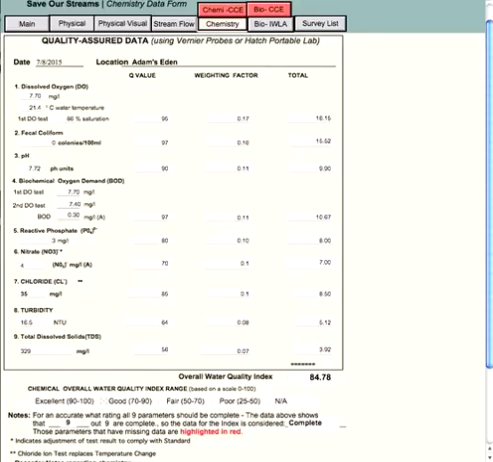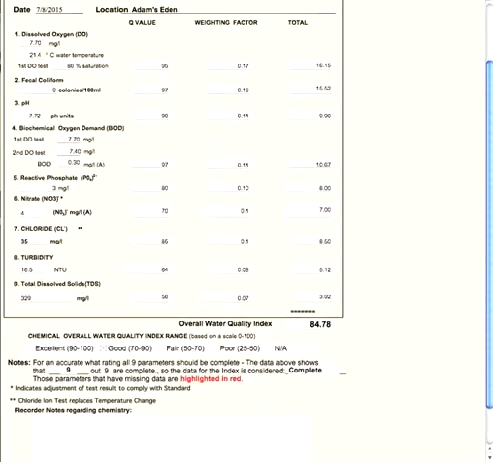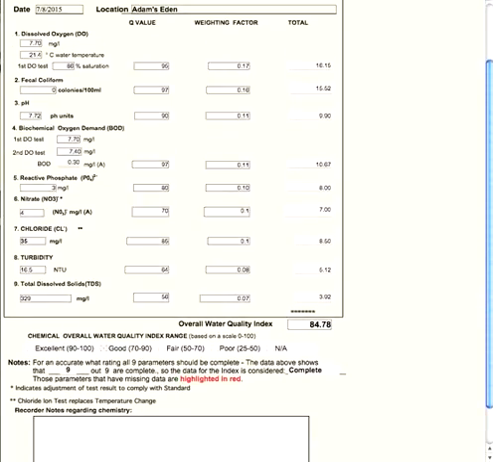If I scroll down here, we could even put some notes if we wanted to state something about chemistry. I'm just going to put no notes today, but I could potentially put a reason why, let's say, one of the chemical parameters was not used. I could say that total dissolved oxygen was not used because the equipment was not available. And that's where we could put some notes.